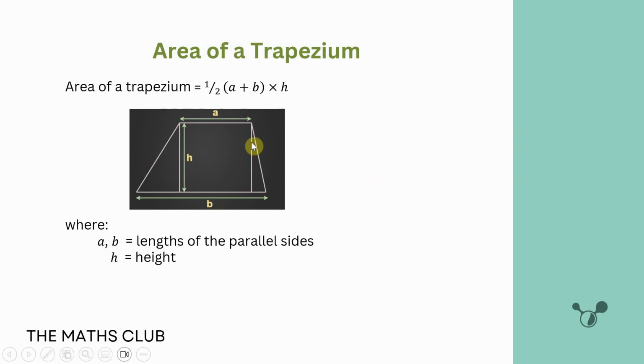So it's the same thing, but because these two sides have different lengths, we are finding the average of them. So (a plus b) divided by 2 gives us the average width, and then we multiply by the height. So it's basically the same thing, just in a different way. Here we're taking the average of the two sides and multiplying it by the height. So we said where a and b are the lengths of the parallel sides and h is the height.